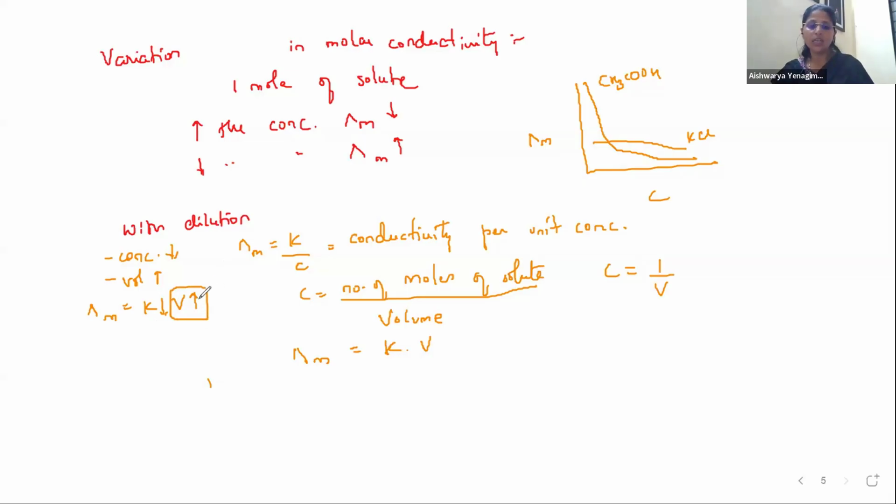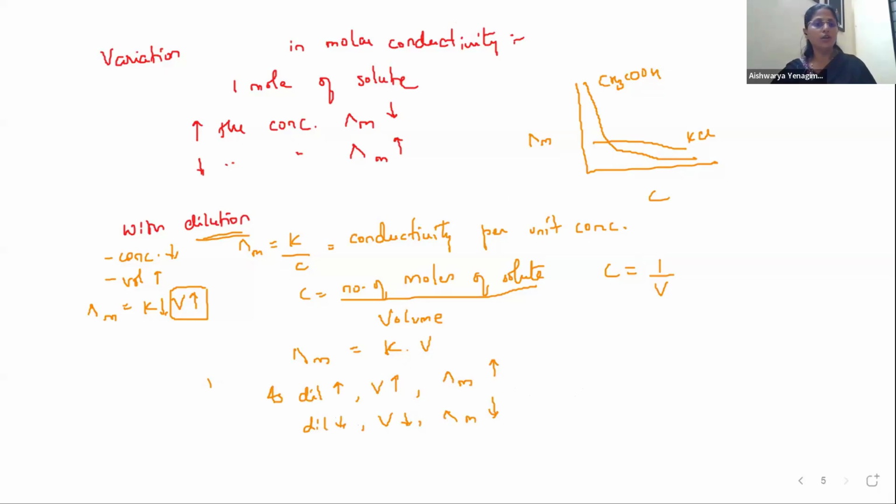So if volume is increasing, lambda m will increase. When does volume increase? When we dilute. So as dilution increases, the volume of the solution increases, and as the volume of the solution increases, molar conductivity also increases. As dilution decreases, volume decreases, and molar conductivity also decreases. And vice versa for concentration. Understood? So this is about molar conductivity.